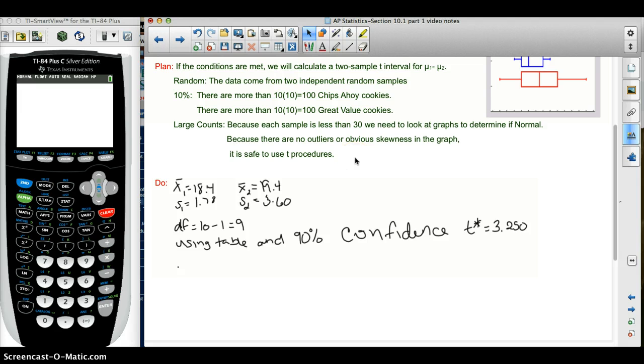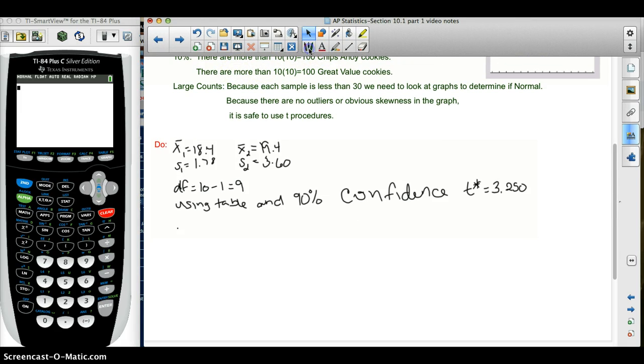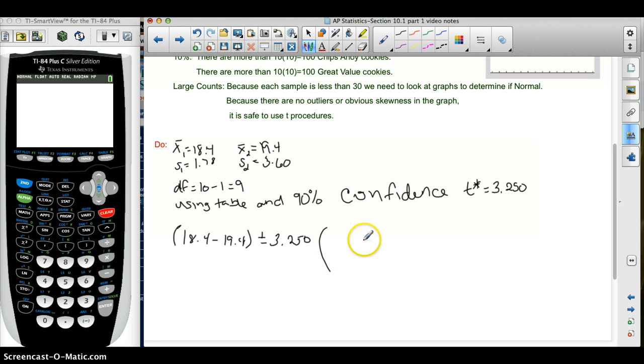Okay, so let's set up our confidence interval, or what we would write out for our steps if we were showing our work. So remember, we're going to do the difference of the means, which is our statistic, so 18.4 minus 19.4, plus or minus the critical value, which we found from our table was 3.250, times our standard deviation of both. So remember, we want to have the large square root of 1.78 squared. Remember, we don't know the population standard deviation, so we're using the sample's standard deviation over the sample size of 10, plus 3.60, because that's our other standard deviation from our other sample, over 10.